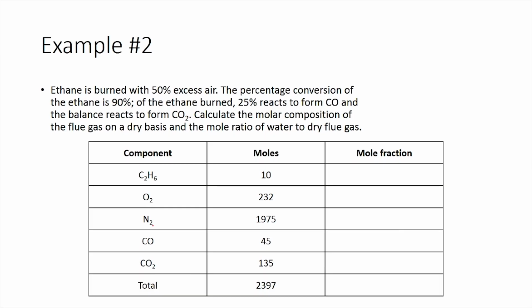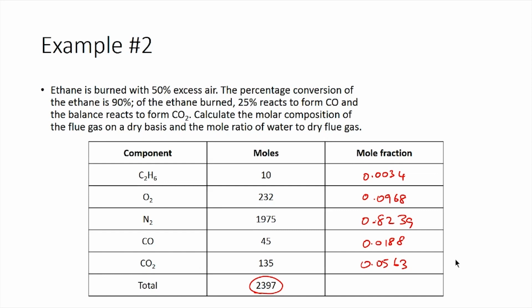The mole fraction for each of these components would be 10 divided by the total number, which is 2397, giving you a mole fraction of 0.0034, and for oxygen it would be 232 divided by 2397, which is 0.0968, and for nitrogen it will be 1975 divided by 2397, giving a value of 0.8239, and the carbon monoxide mole fraction would be 0.0188, and the carbon dioxide mole fraction would be 0.0563.